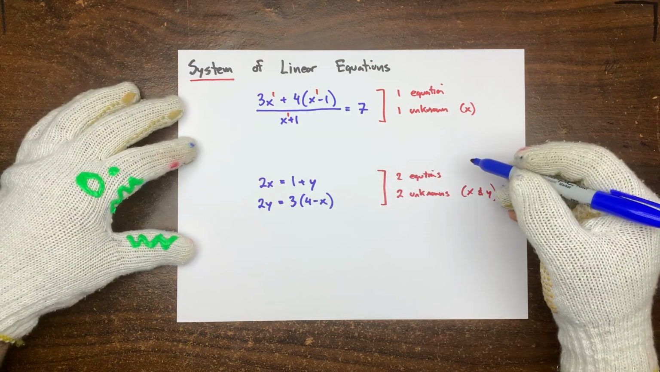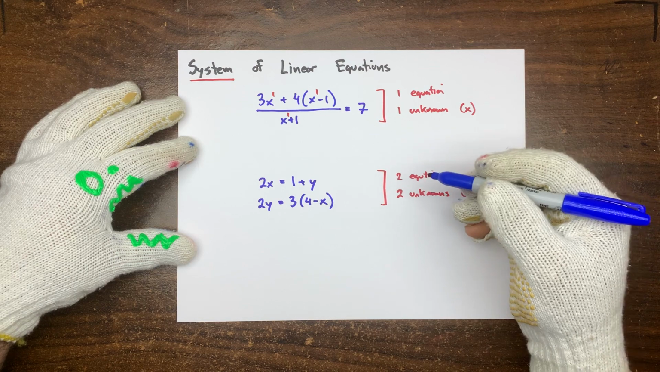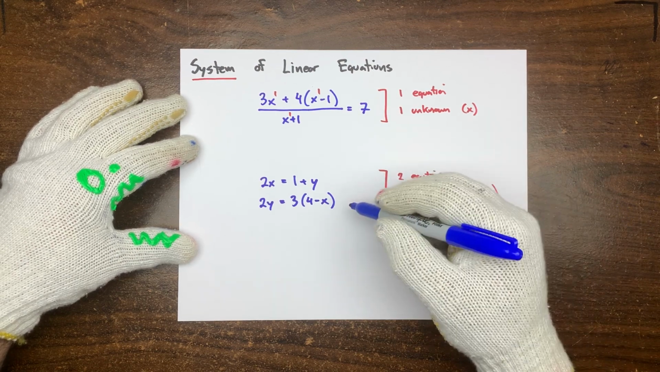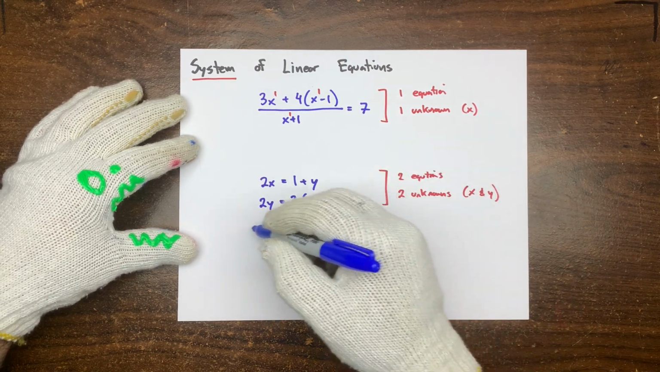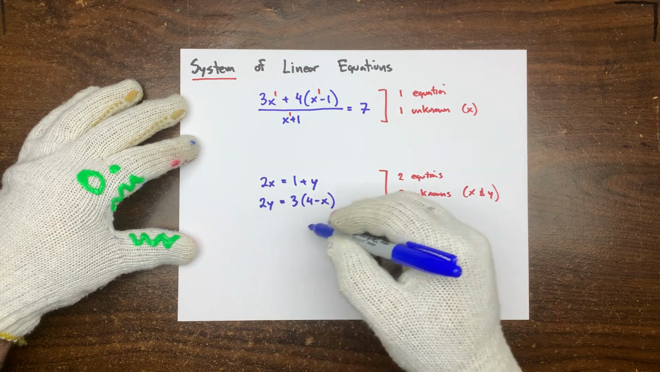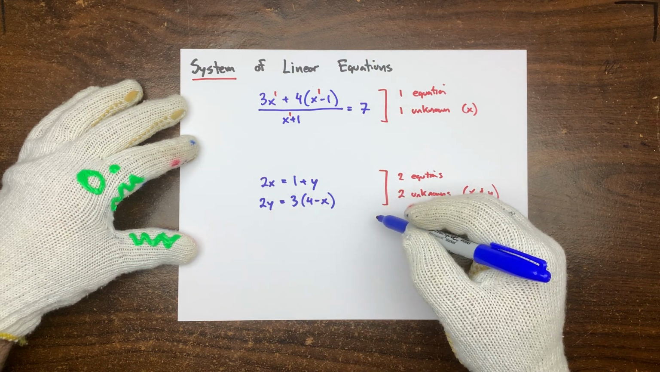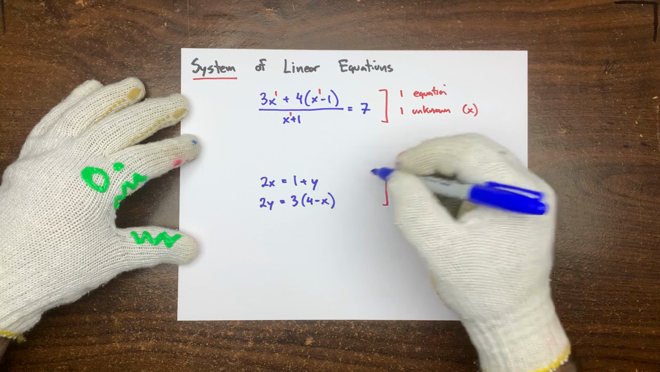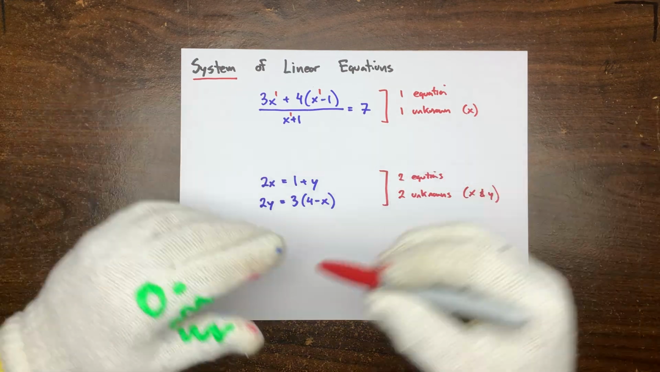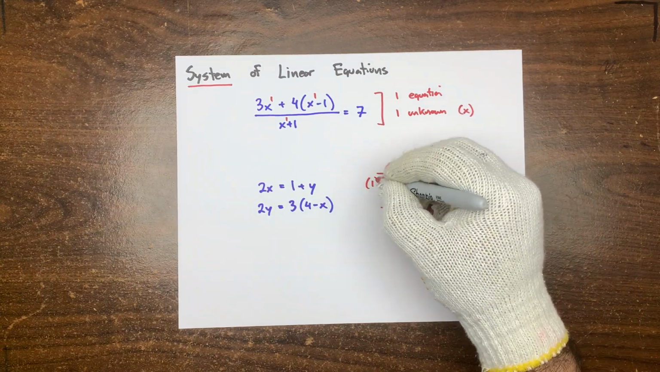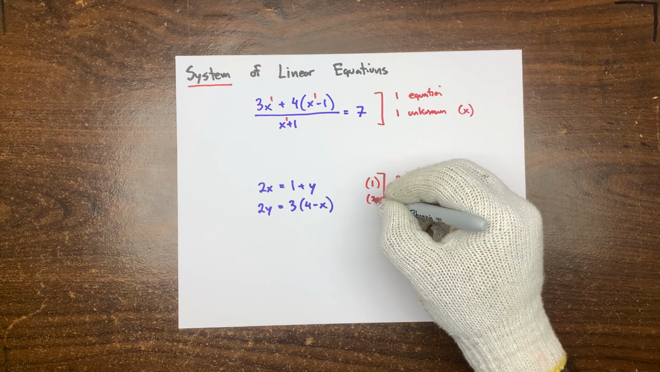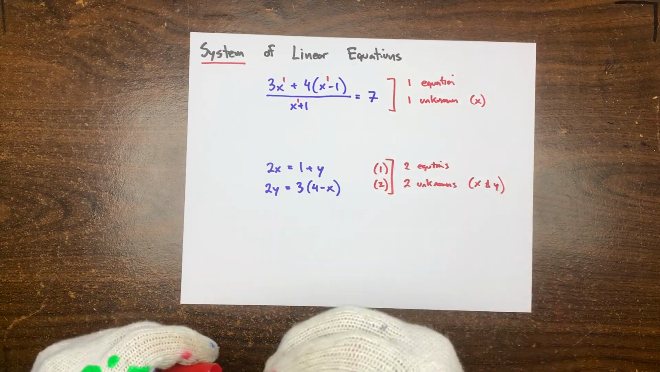The first thing we have to do is put it into a kind of standard form. We want all our variables on one side, equal to some value. Let's do that with equation 1. First, we want to label the equations, because now it's not just one equation, it might be two. So we're going to take equation 1 and equation 2.